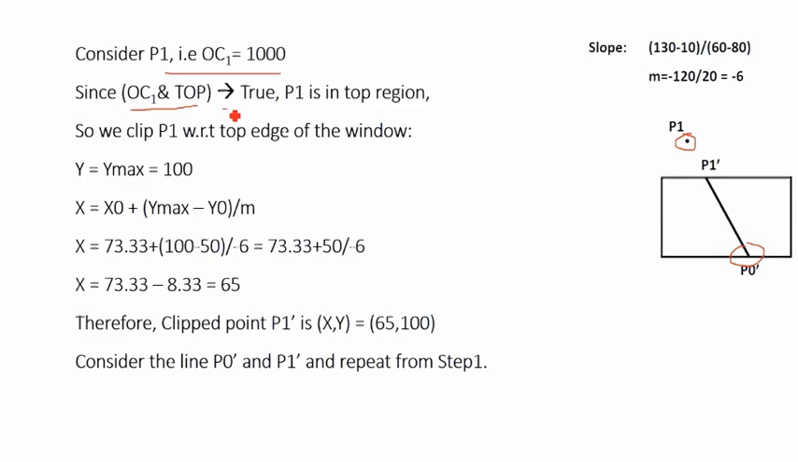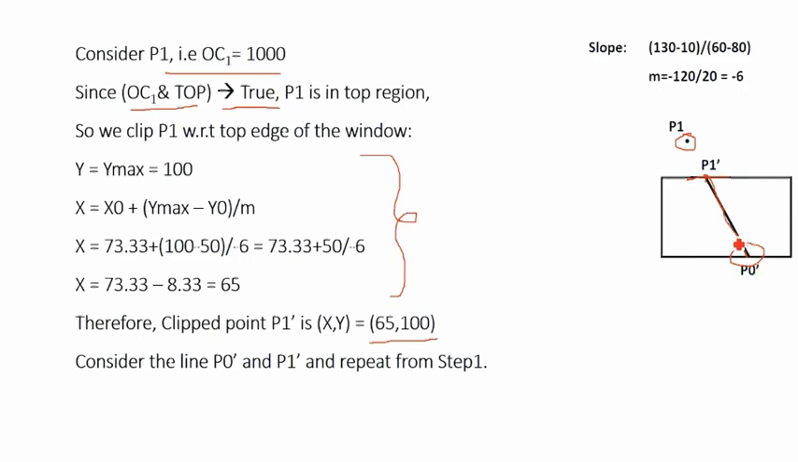Since the AND of this with the top region gave me true, I'll clip it with the top region. So this will give me the intersection points. This intersection point turned out to be 65, 10. Now the updated point for us is this. The line for us is this.